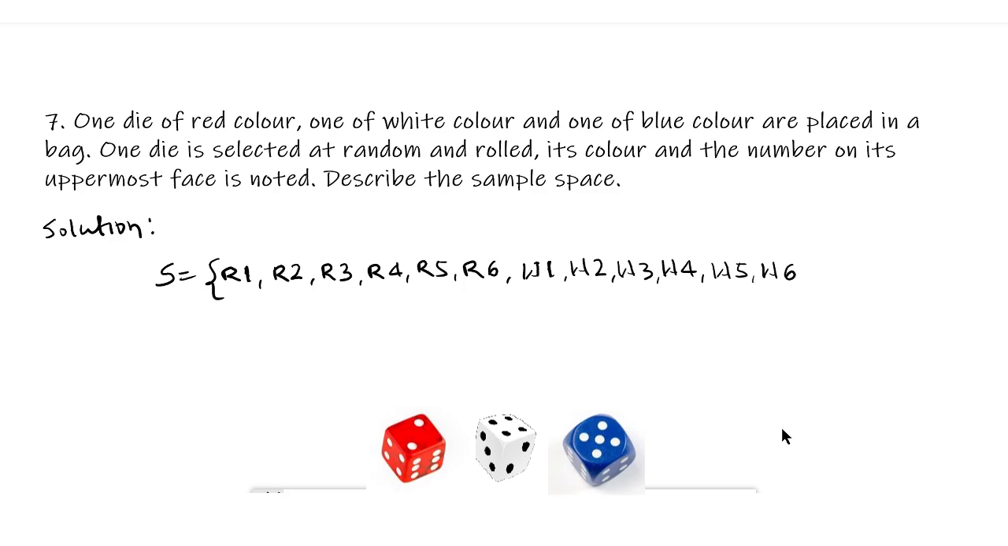Then blue die, number on the upper face is 1. Blue die, number on the upper face is 2. Blue die, number on the upper face is 3. Blue die, number on the upper face is 4. Blue die, number on the upper face is 5. And blue die, number on the upper face is 6. So this is our total sample space.